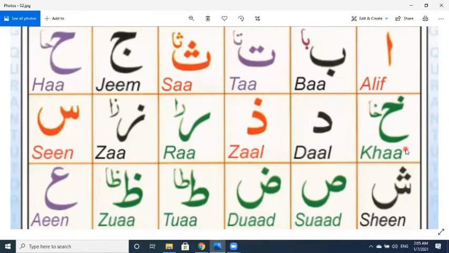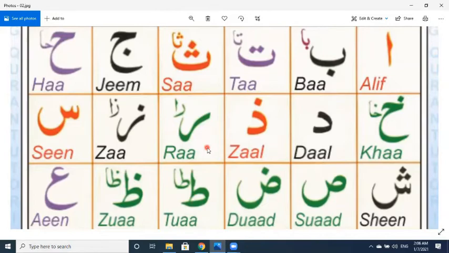Next line. The new letter here is Kha. We'll read it with a full hollow mouth. Next letter is Dal. Another letter we have here is Dhal. Put your tongue a little bit between your both jaws and read it. Dhal. Next letter is Ra.